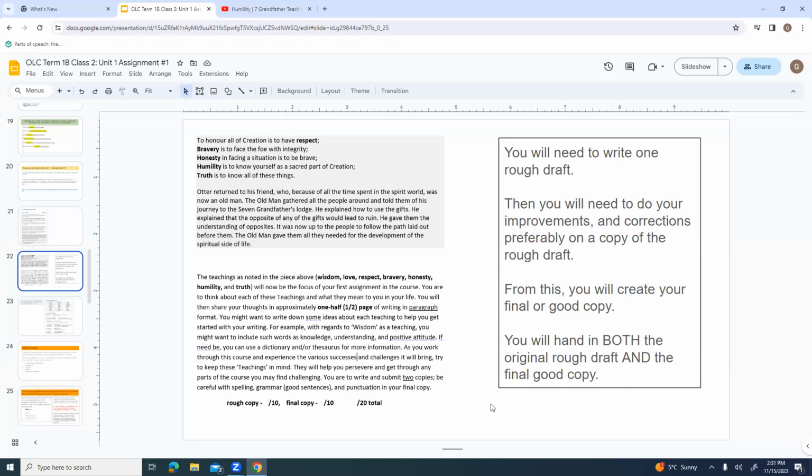Otter returned to his friend, who, because of all the time spent in the spirit world, was now an old man. The old man gathered all the people around and told them of his journey to the 7 grandfathers' lodge. He explained how to use the gifts. He explained that the opposite of any of the gifts would lead to ruin. He gave them the understanding of opposites. It was now up to the people to follow the path laid out before them. The old man gave them all they needed for the development of the spiritual side of life.